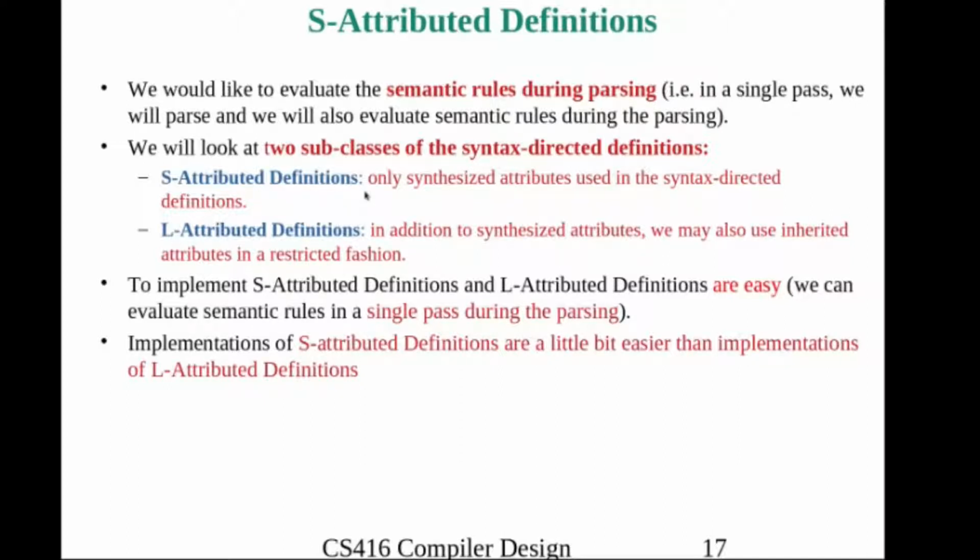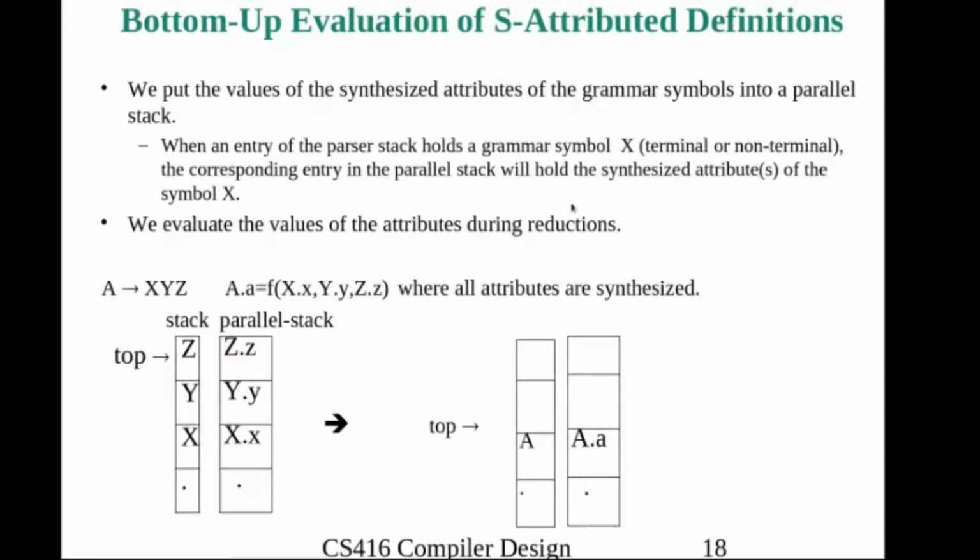In the second category, L attributed definition, we will include all synthesized attributes plus inherited attributes with a restriction. We will not consider all types of inherited attribute, only certain types, and there should be some sort of restriction. Implementing S attributed definition and L attributed definition is easy, and compared to L attributed definition, S attributed definition is a little easier. First, we will consider how we implement S attributed definition.